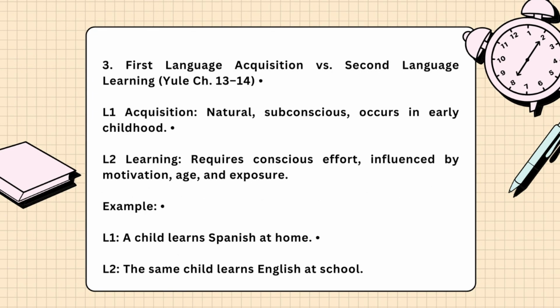First language acquisition versus second language learning. First language acquisition is natural and subconscious. Second language learning is effortful, influenced by age, motivation, and exposure. Example, a child acquires Spanish at home, then learns English at school.